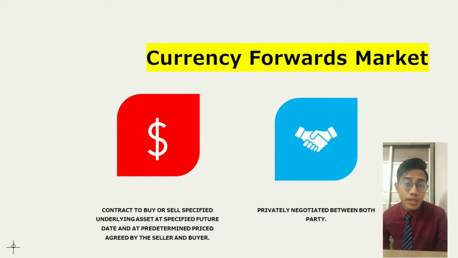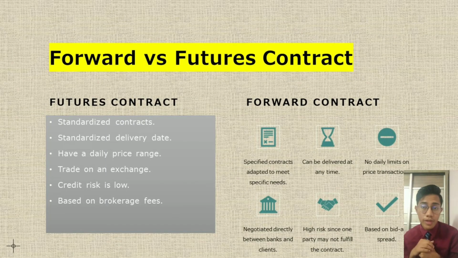So now we move to the currency forward market. It refers to a contract to buy or sell a specific underlying asset at a specific future date and at a predetermined price agreed by the seller and the buyer. So it means both parties, and it is privately negotiated between the buyer and the seller. Now we're going to look one by one at the differences between the forward and the futures contract.